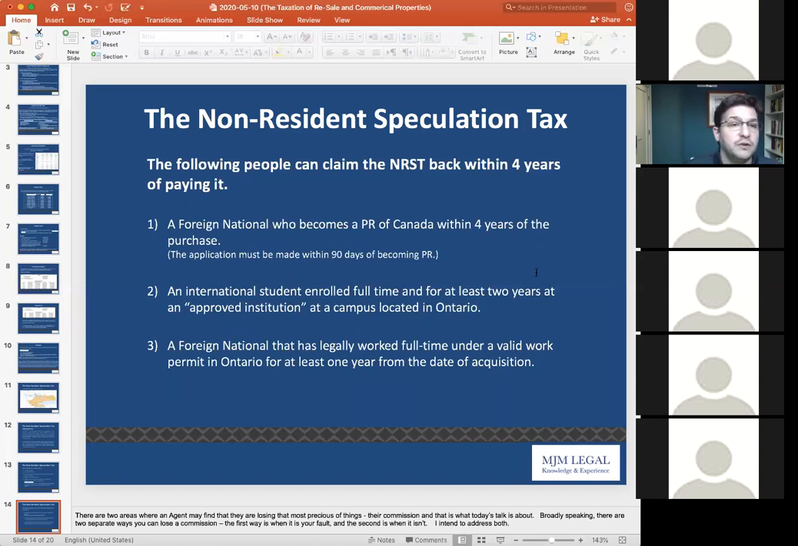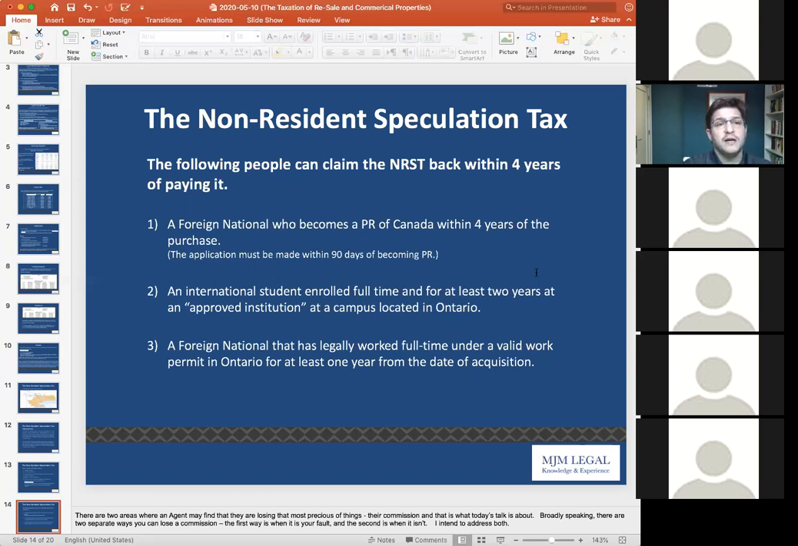Further, an international student who's enrolled full-time for at least 2 years at an approved institution. Approved institutions are set through regulation. There's a list of them. I can supply them. They're pretty easy, but almost every single accredited institution that gives you a tax receipt is pretty much an approved institution, as long as it's full-time. Full-time is defined as a certain amount of hours. I forget what it is, but it is a definition. And then last, a foreign national that has legally worked full-time under a valid work permit in Ontario for at least 1 year.